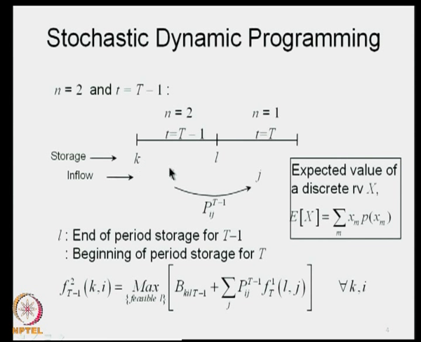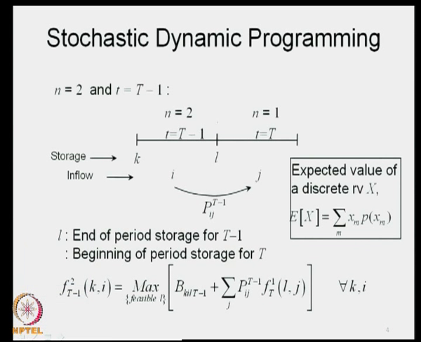Because k is fixed, I is fixed. You are saying that for a given k and for a given I and for that particular value of L over which I am making the search, what is the return from this particular time period t minus 1? That will be simply B k I L t minus 1.